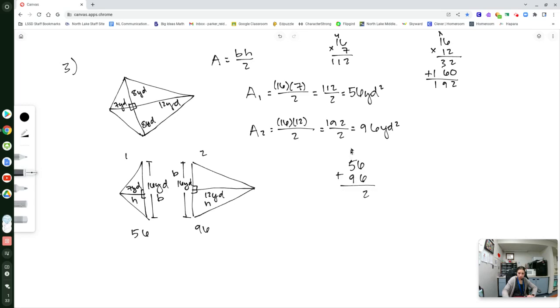6 plus 6 is 12. 1 plus 9 is 10, plus 5 is 15. So the total area of our kite is 152 yards squared. Again, don't forget to label that in our units, yards squared.